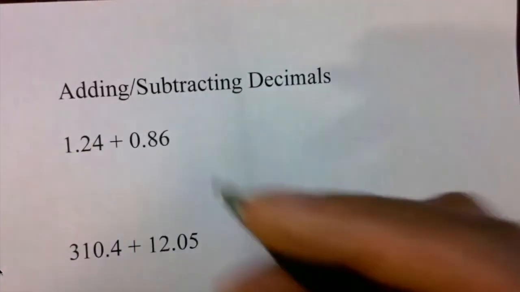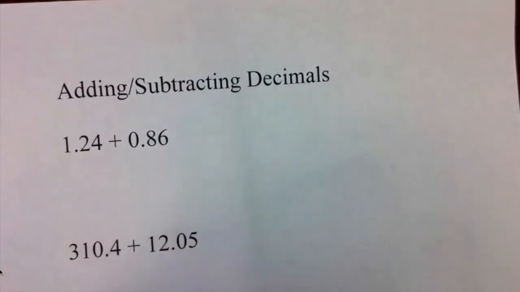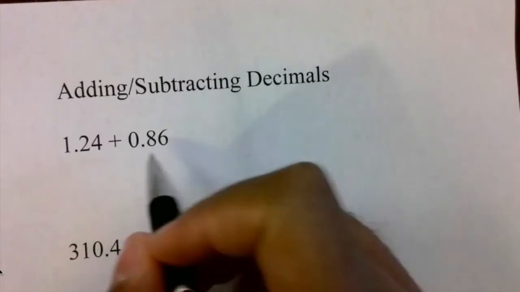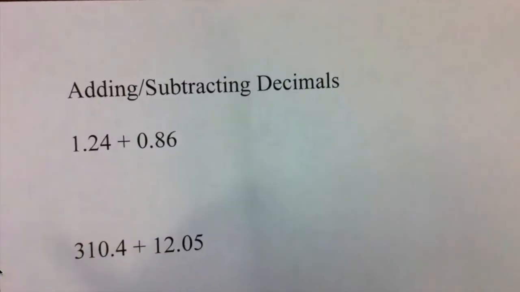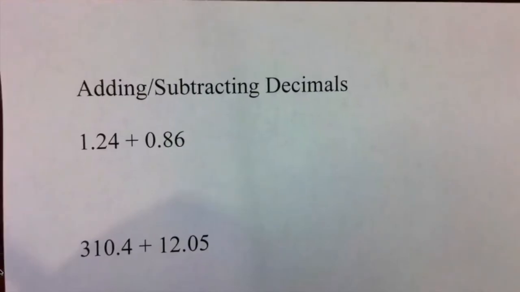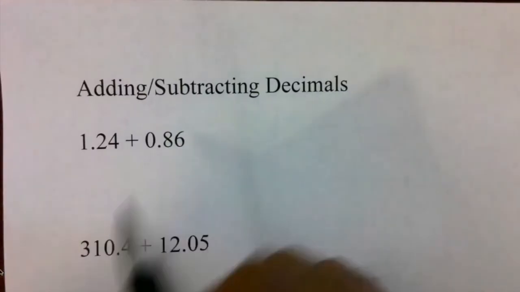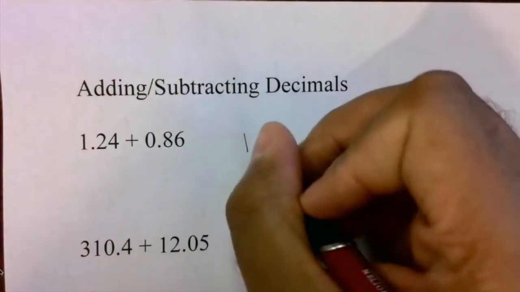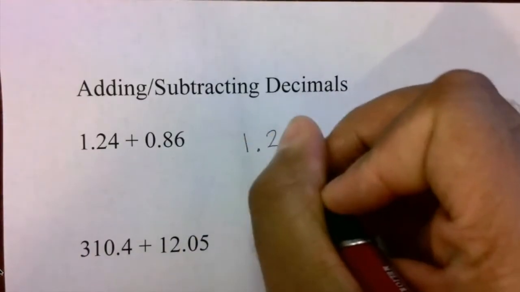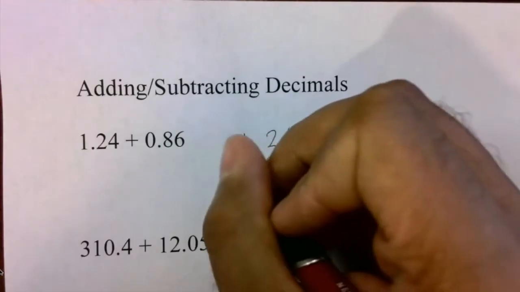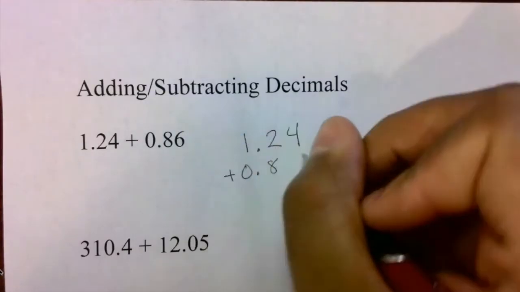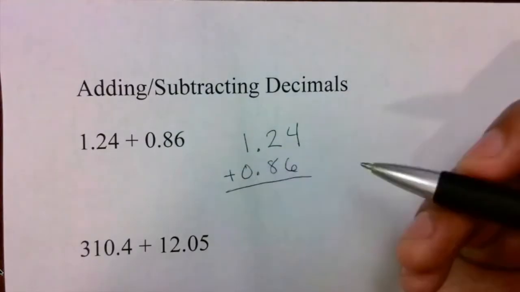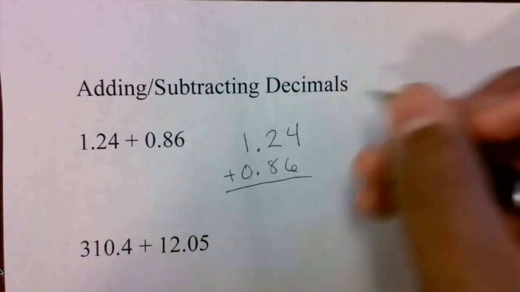Let's look at adding and subtracting decimals. Here we have 1.24 plus 0.86. Now the main thing when adding and subtracting decimals is you have to line up your decimal points. So the best way to do this is vertically. So if I have 1.24 plus 0.86, I line up just like that. My decimal points are lined up, so my numbers will flow along with it.